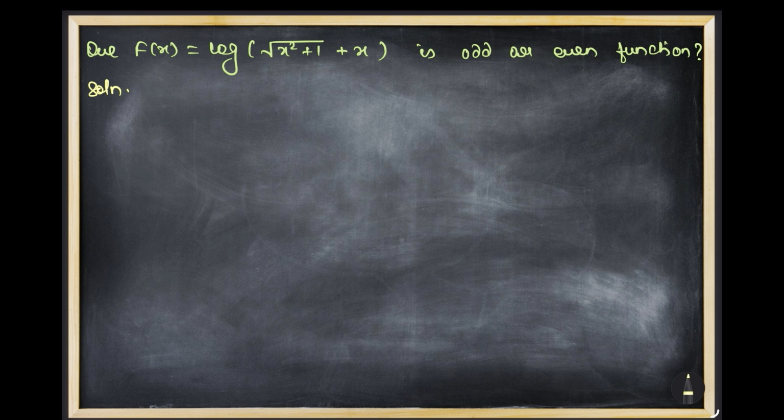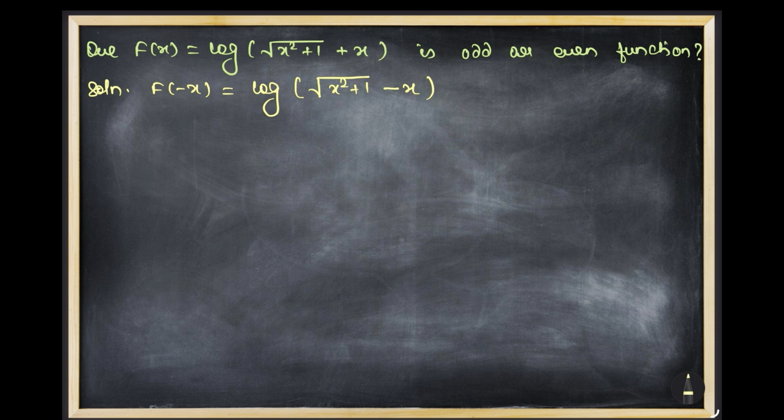So, we are back with a wholesome new question where we are given f of x, and they are asking you to find out whether it is an odd function or an even function. To judge whether the given function is odd or even, we have to talk about f of minus x. F of minus x means you have to replace x with minus x. So, log root over x square plus 1 minus x.